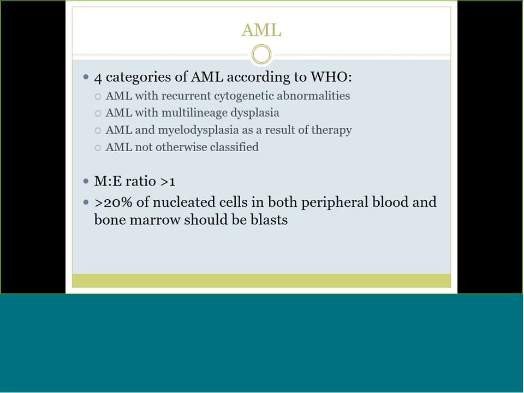All right, so remember, FAB and WHO have classified the leukemias. FAB classified just according to morphology. WHO classified according to a lot of things, and here we can see the 4 categories of how they classified. They had a category for those with known cytogenetic abnormalities, like known chromosome translocations. They have a category with multi-lineage dysplasia, meaning more than just one cell line is involved. They have a category with myelodysplasia as a result of therapy, and then they have the 4th category, not otherwise classified, which is just kind of random.